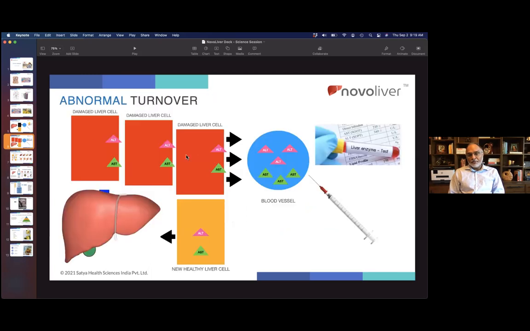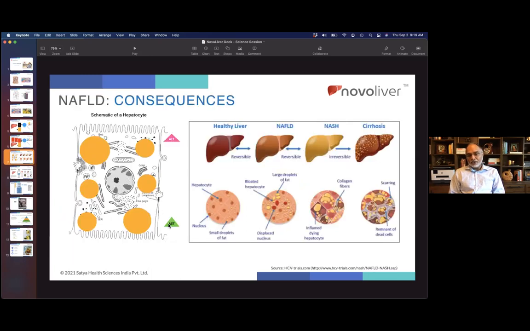It becomes damaged, and so there is turnover. So the AST and the ALT leak in some cases. Now you can see that cartoon progressing here. If there's a little bit of fat, it's not bad. If there is a lot of fat, that's a problem. That's where we call it fatty liver disease.